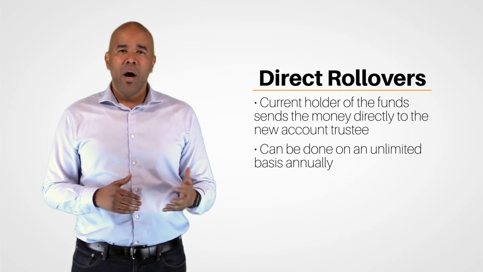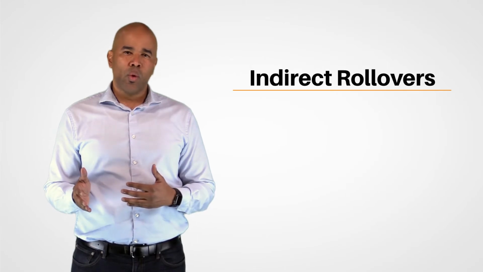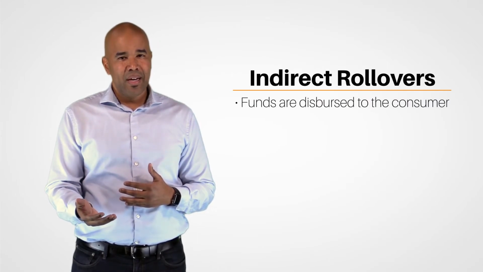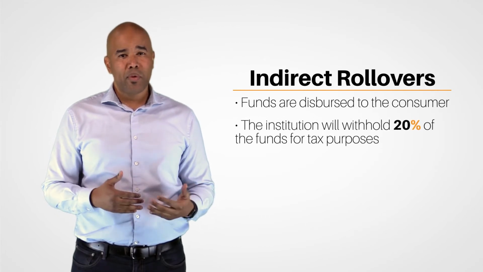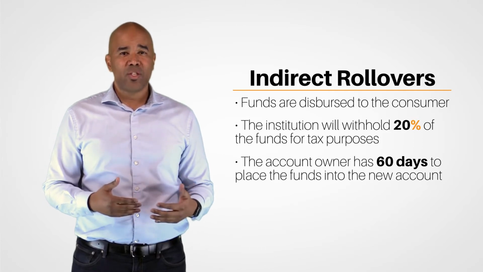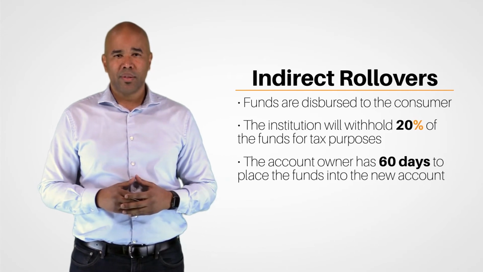On the other hand, a consumer could request an indirect rollover where the funds are dispersed to the consumer. If this is the case, the institution will have to withhold 20% of the funds for tax purposes, and the account's owner has 60 days to replace the funds into the new account. The new account must have the entire disbursement from the prior account deposited, and not just the 80% that was received by the owner. This means that the owner will have to find the 20% that was withheld for taxes out of their own pocket.